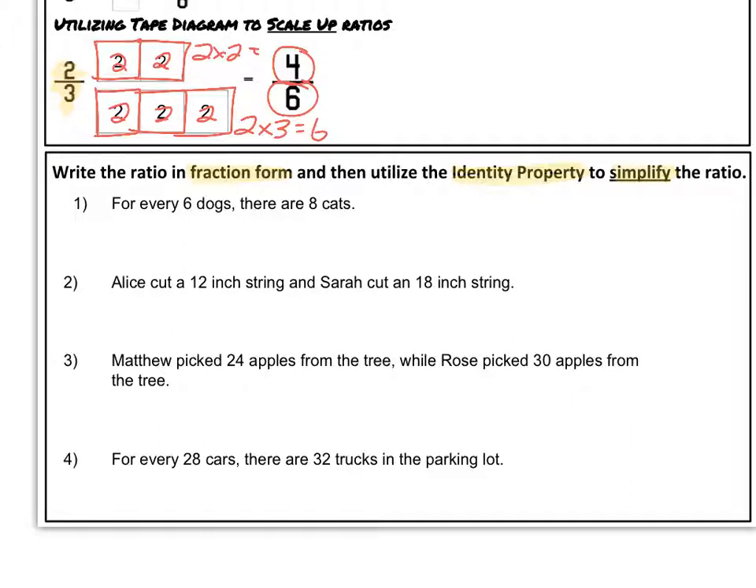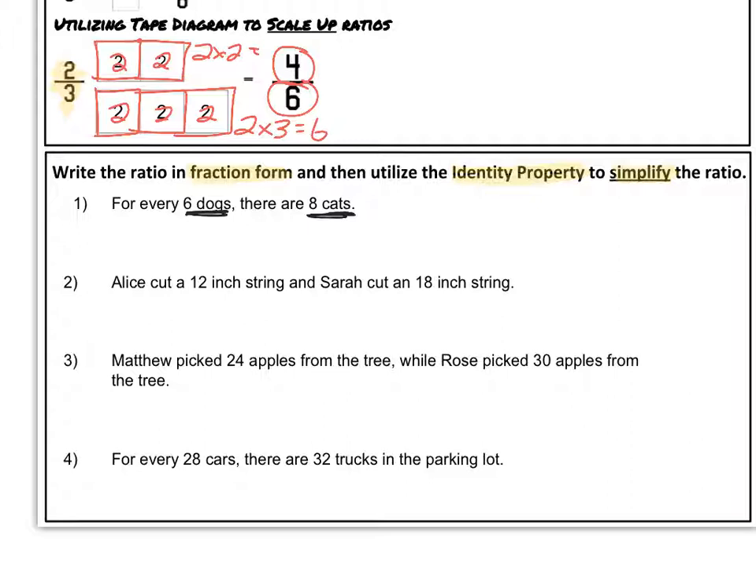If I look at number 1, it says for every 6 dogs, let's underline 6 dogs, there are 8 cats. So the first thing we need to do is write this in the form of a fraction. Remember, order matters, so I must list the dogs first and then the cats.